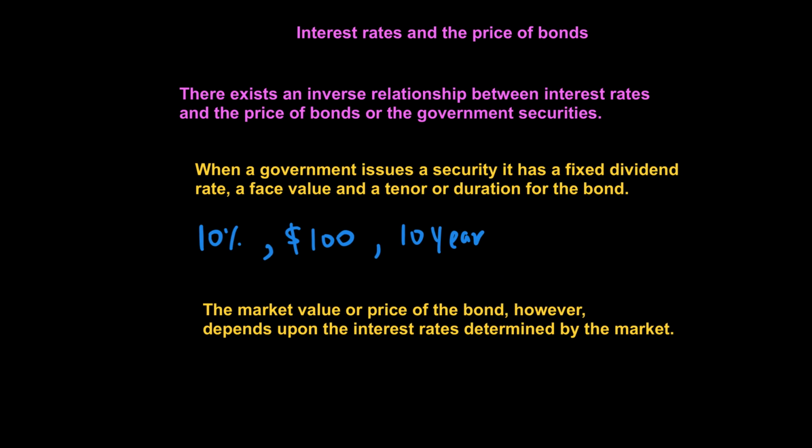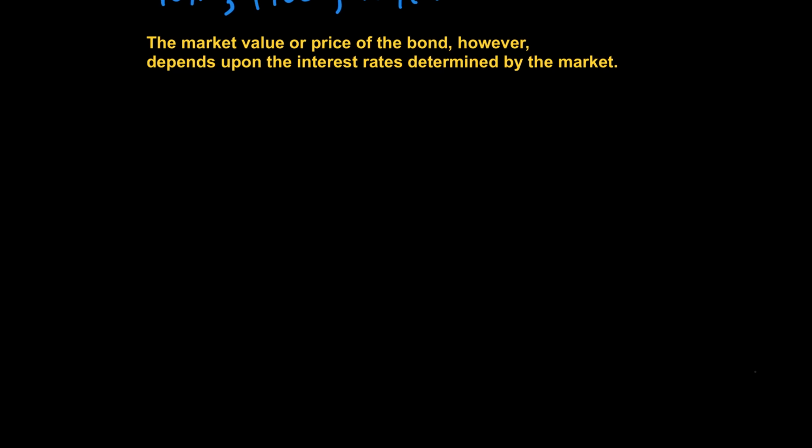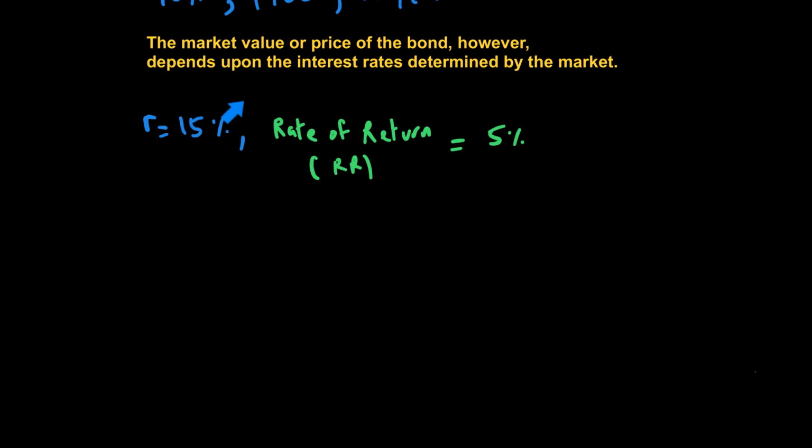Let's say, for example, currently the interest rate is 15%. R is for interest rate. And let's say you have a bond which has a dividend rate or rate of return, let's call it RR, for example, 5%. Now, when the banks are offering you a 15% interest rate and there are bonds which have a lower rate of return, 5%, people will not be demanding this bond.